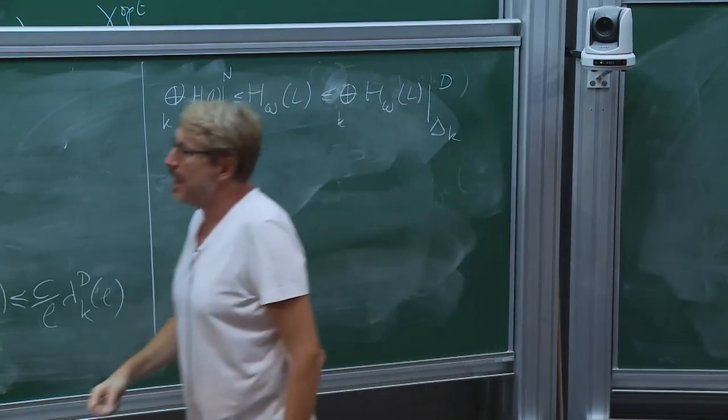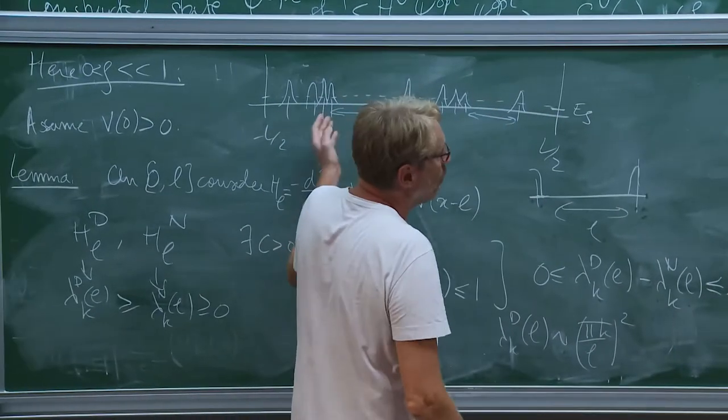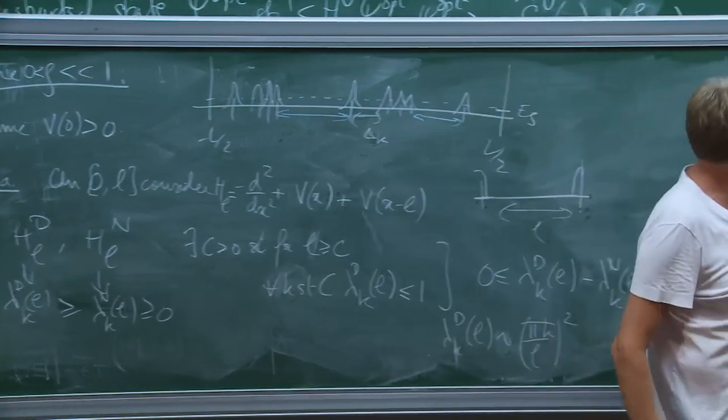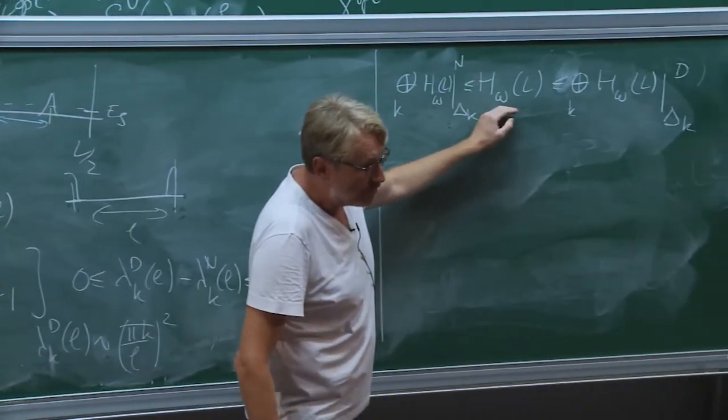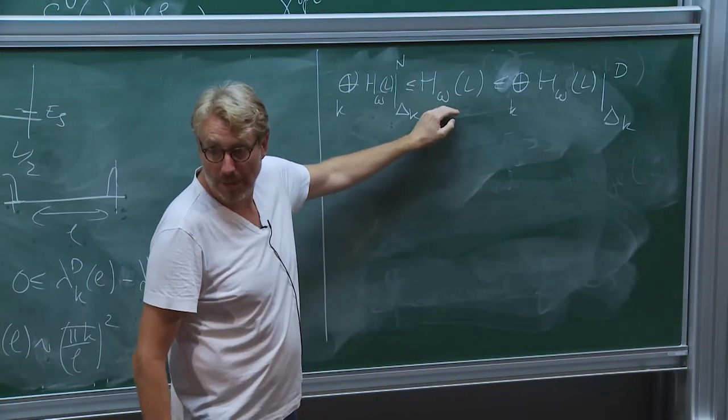Okay, what does this tell you? First, this tells you that if you want to have a low eigenvalue, you need the piece to be large, just by the lower bound.